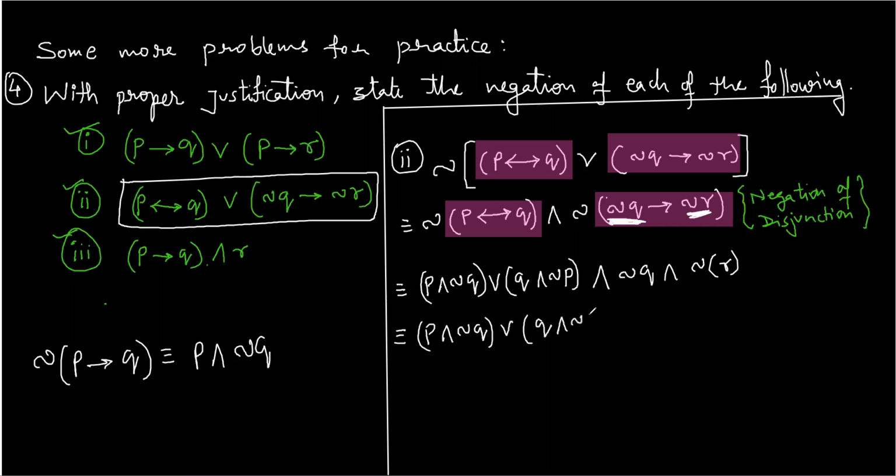Q and negation P. Okay, here I forgot to write the justification. The justification here will be negation of implication and double implication. This is what I write here. And then here I have conjunction, negation Q and negation.